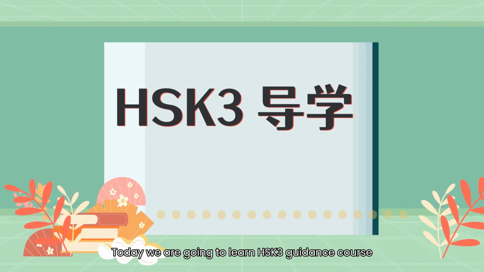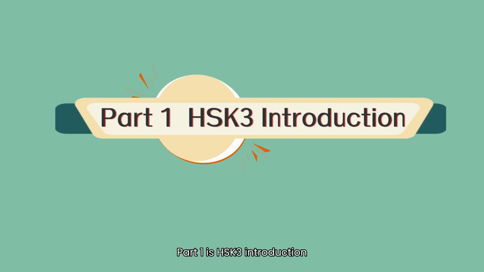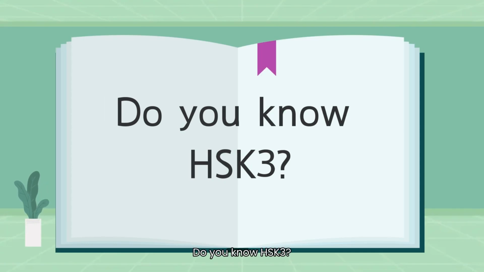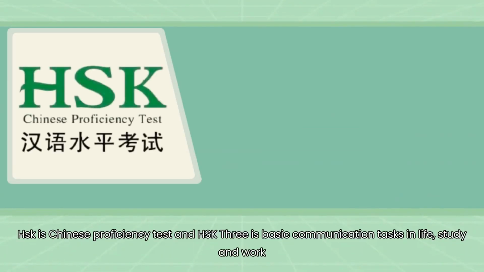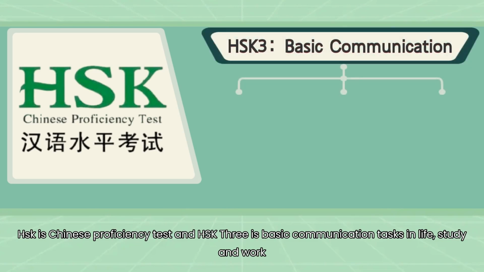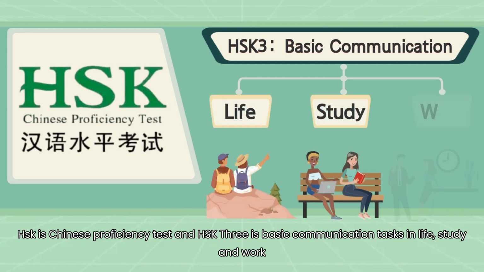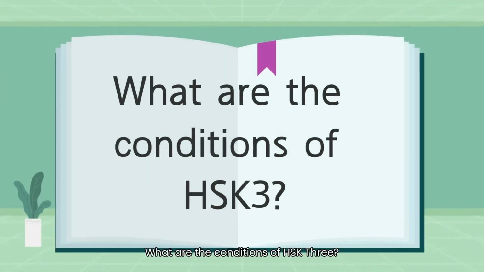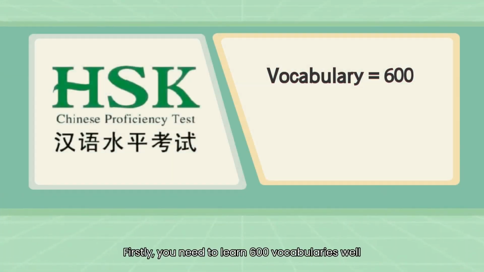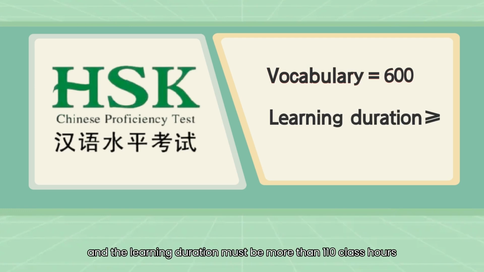Today we are going to learn HSK 3 guidance course. Part 1 is HSK 3 Introduction. Do you know HSK 3? HSK is Chinese proficiency test, and HSK 3 is basic communication tasks in life, study, and work. What are the conditions of HSK 3? Firstly, you need to learn 600 vocabularies well, and the learning duration must be more than 110 class hours.